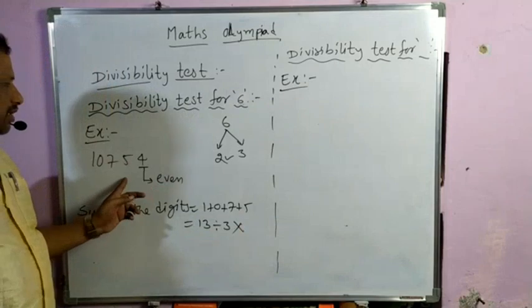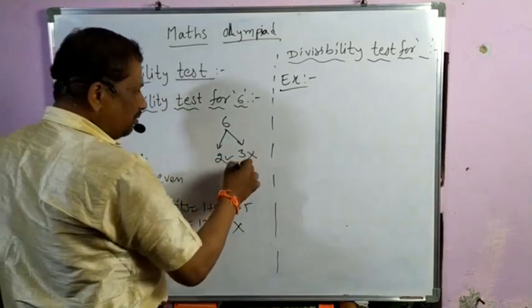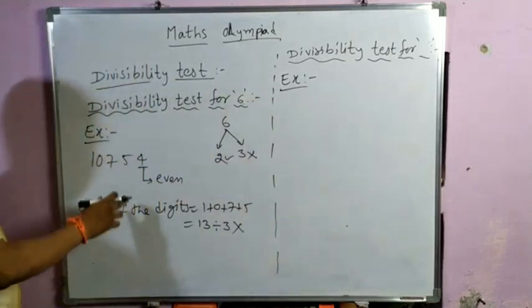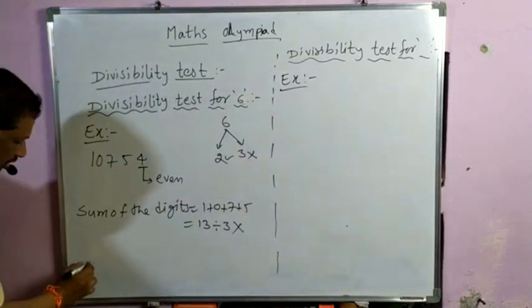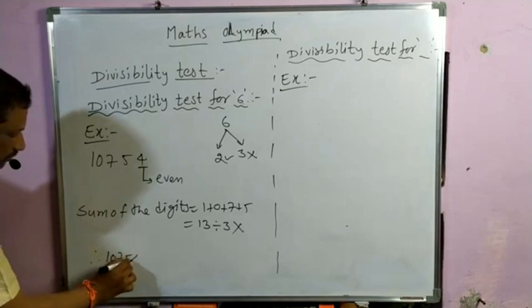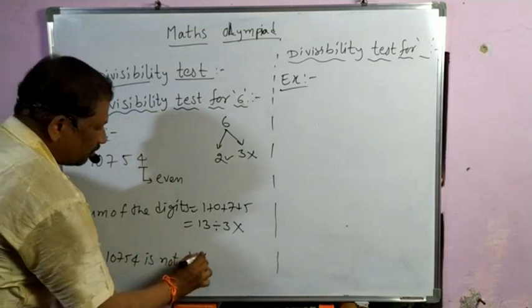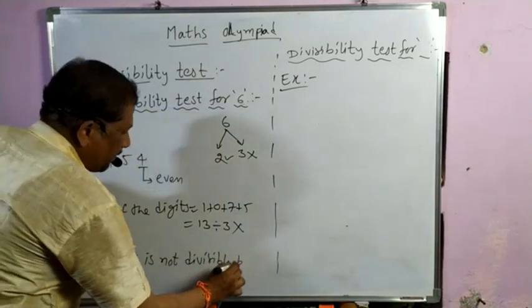Therefore, the given number is not divisible by 6. It is divisible by 2, but it is not divisible by 3. That's why it is not divisible by 6. Therefore, the given number 10754 is not divisible by 6.